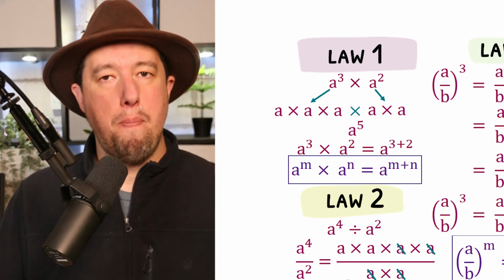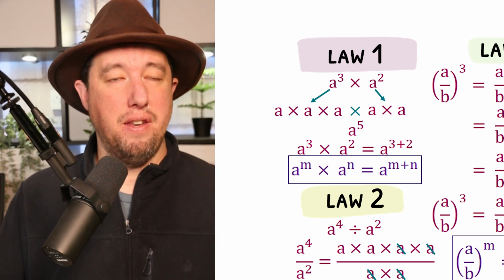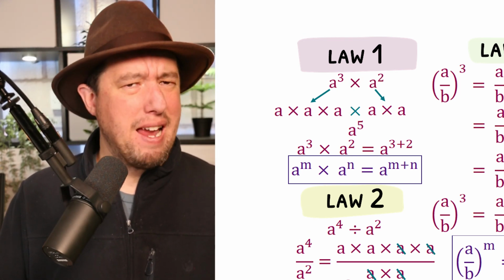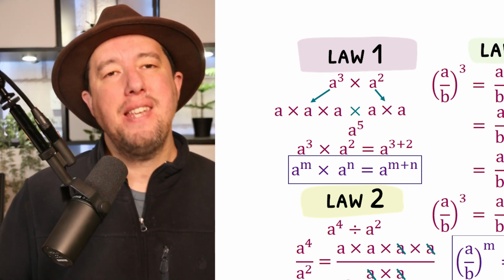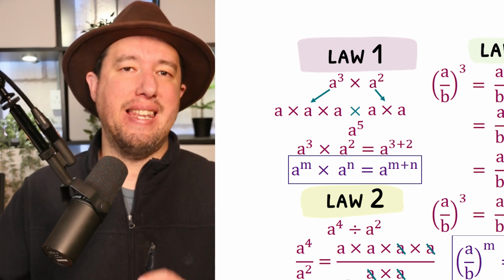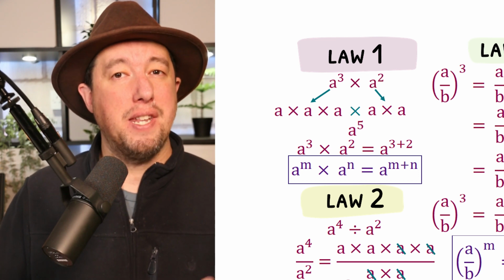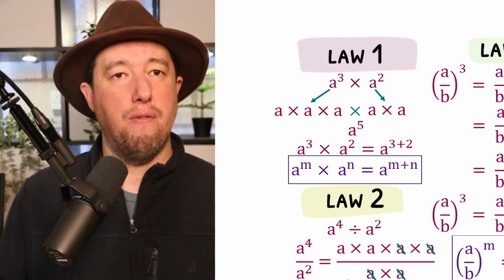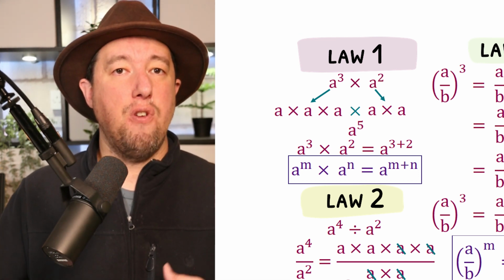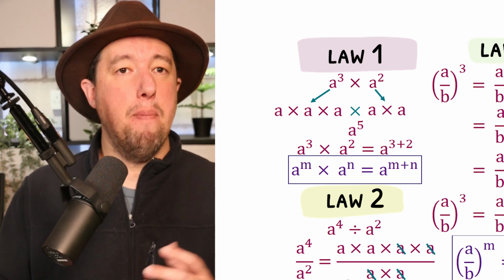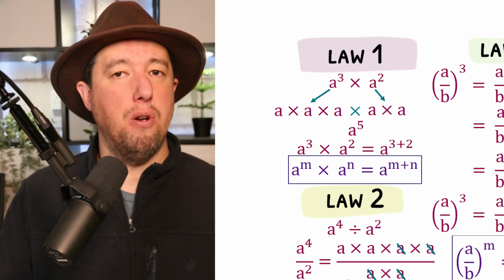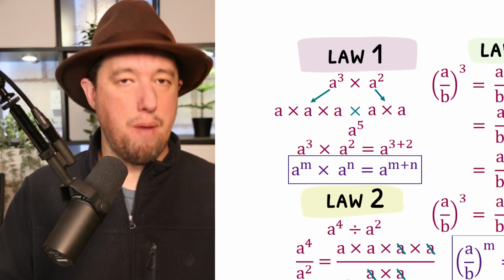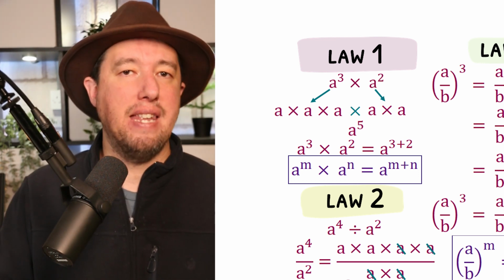When you multiply powers with the same base, you add the indices. Okay, what is a base and what are indices? The base is the big number and the index is the little number. 5 to the power of 3 has a base of 5 and an index of 3. Law 1 states that if you have a to the power of 3 and multiply it by a to the power of 2, we will add the indices 3 plus 2 because the bases a's are the same.